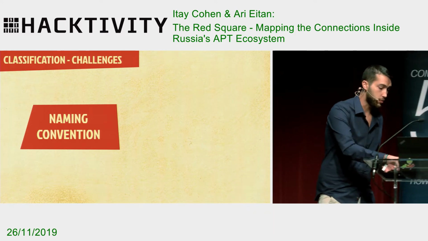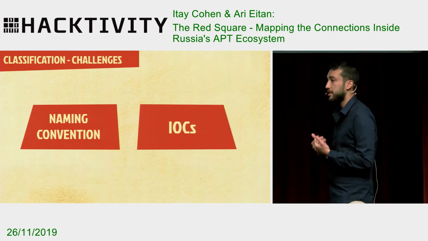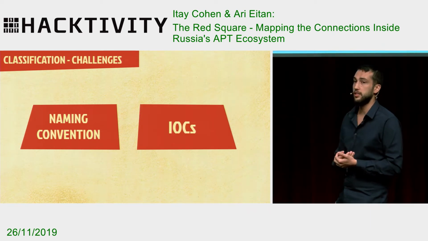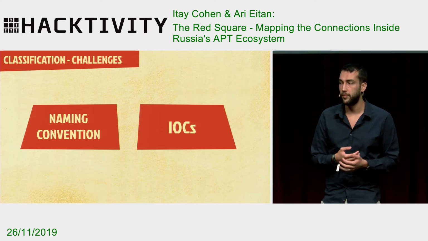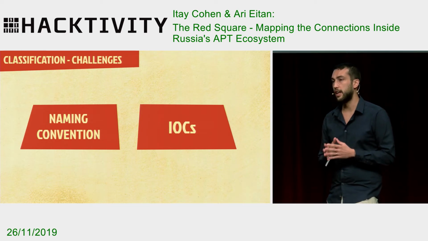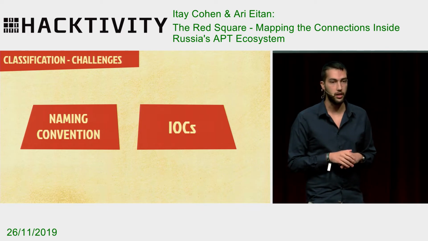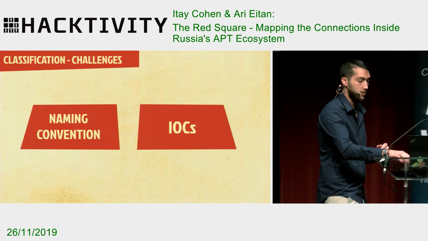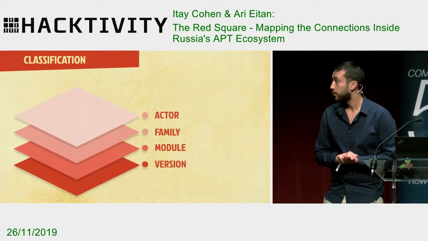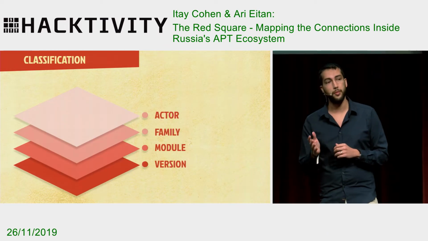But naming convention was not the only problem, and sometimes we discovered problems with the IOCs. They were too generic or even wrong. And since we needed to know exactly what every sample does, we had to dive in deeper. And we did. We built a template, 4 pieces of information that we wanted to collect for every sample of malware that we had.